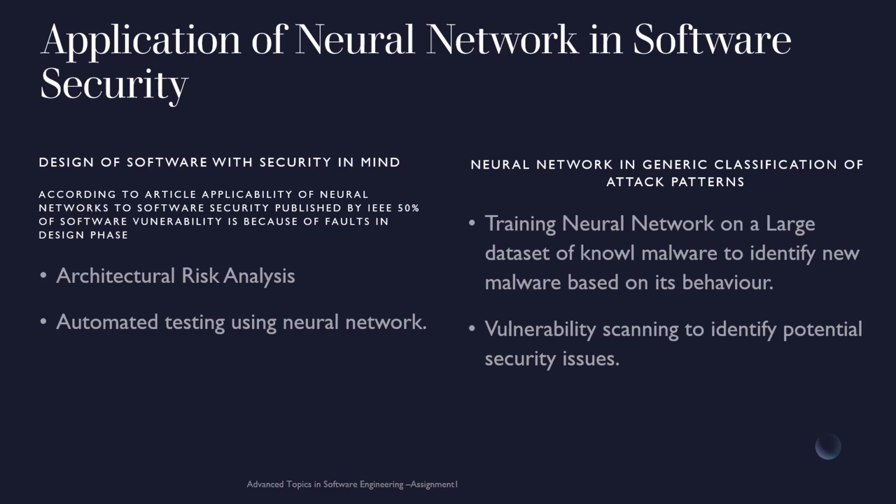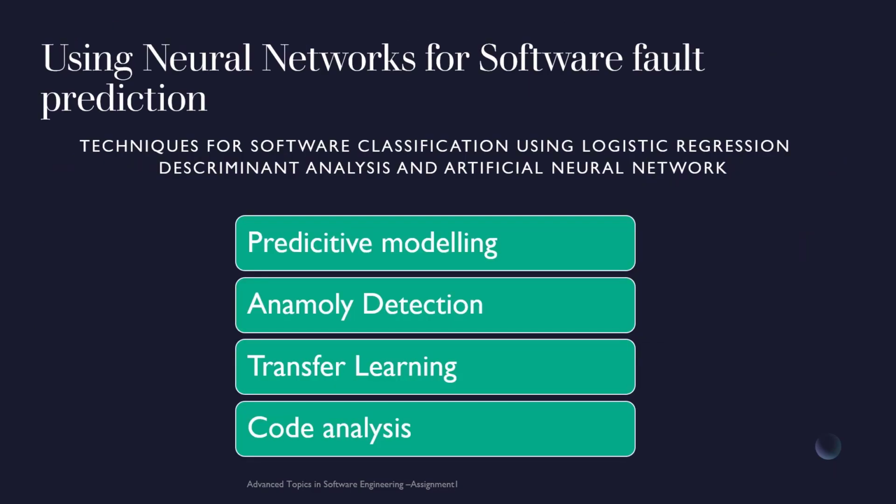Architectural risk analysis is used to identify vulnerabilities and threats at the design phase of the SDLC, which may be malicious or non-malicious in nature, due to a software system. Different types of automated testing can be done using neural networks, and we can use neural networks to learn the behaviors of previous malware and train them to predict new upcoming malware. We can do vulnerability scanning too. After fault prediction, we can use a few techniques, such as logistic regression, discriminant analysis, and artificial neural networks.